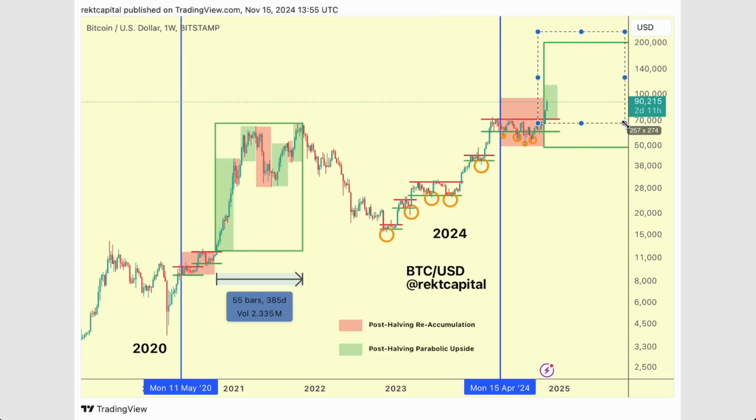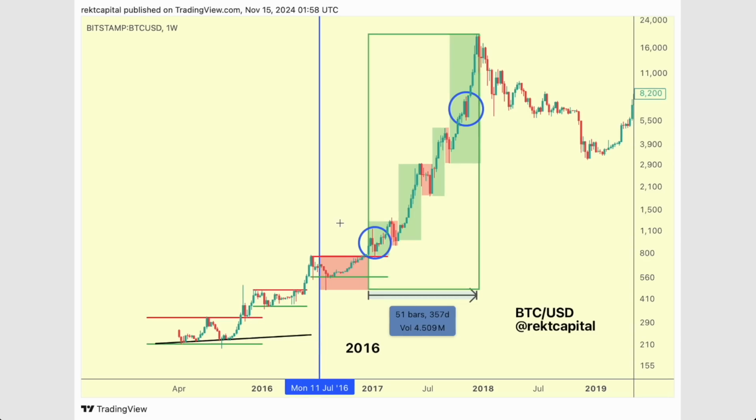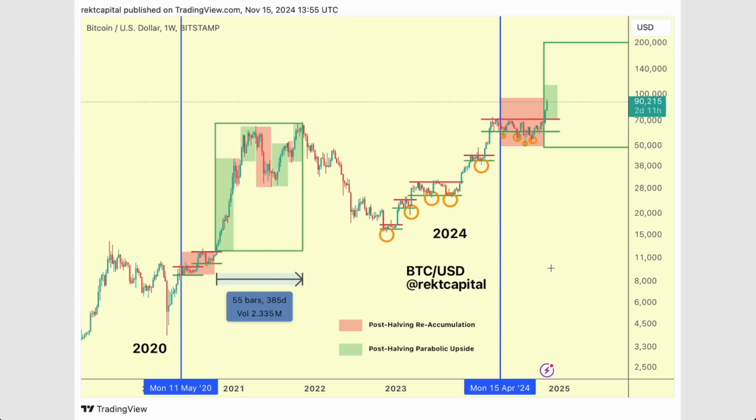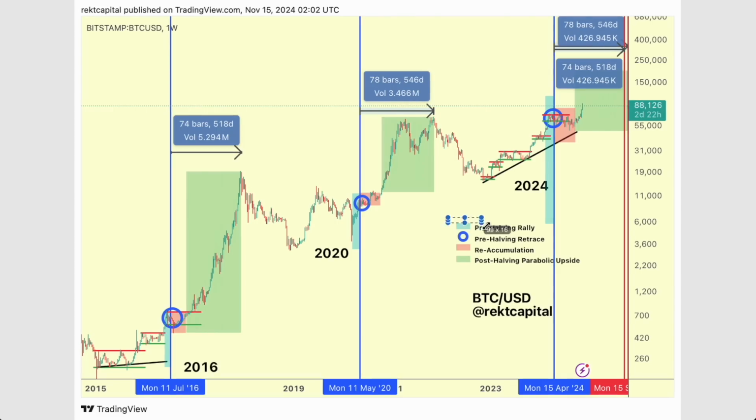In today's video, we're going to be focusing on this parabolic phase of the cycle for Bitcoin. That's one of the 5 phases, but within this parabolic phase of the cycle, we also have some really key sub-phases. This goes to show that 2021 as well as 2016 have certain sub-phases within those, and we're very familiar with the 5 phases of the Bitcoin halving cycle, from pre-halving rally to pre-halving retrace, reaccumulation, and post-halving parabolic phase of the cycle. We'll be focusing on the sub-phases in this parabolic phase of the cycle specifically.